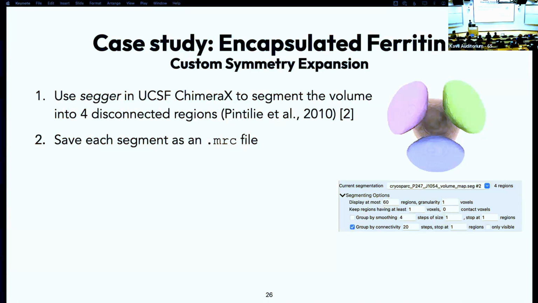Using this consensus map, I lowered the threshold value until exactly 4 disconnected density blobs were present, each corresponding to an encapsulated ferritin. I didn't lower it so much that any of the encapsulated ferritin split into multiple disconnected blobs, or raise it too high. Then I used the segment by connectivity option for segmenting. This worked pretty well for this data set. It pretty much immediately spotted the 4 disconnected densities, very easy.